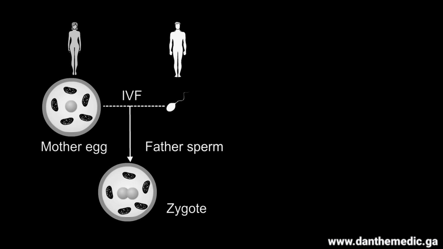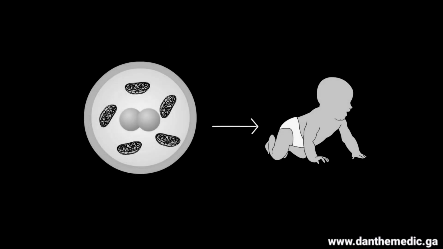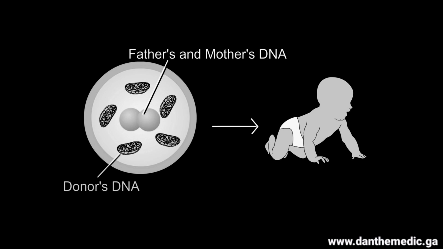The next step involves removing the pronuclei from the cell and transferring them to a donor cell that has been fertilized by the father's sperm and has its pronuclei removed. This donor cell carries mitochondria free of any defects. Ultimately, the pronuclei from the mother and father are transferred to the donor cell, resulting in a zygote containing the father's DNA, the mother's DNA, and a small amount of DNA from the third donor within the mitochondria of the cell.